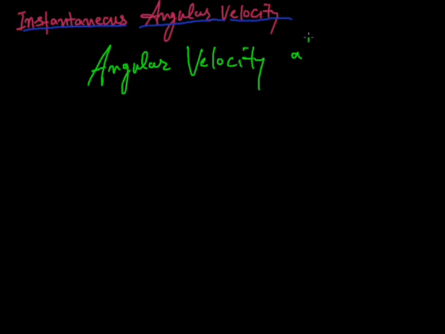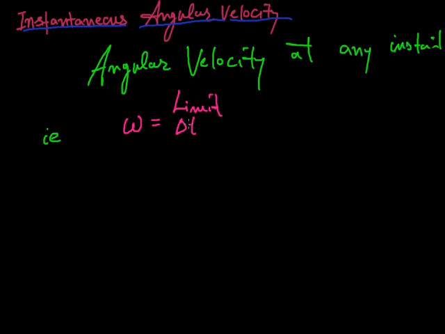Angular velocity at any instant, that is, omega is equal to limit delta t tends to 0. It means time interval is very small, approximately equal to 0. Then delta theta by delta t is called d theta by dt. It shows the change in angular displacement in a very small fraction of time dt.